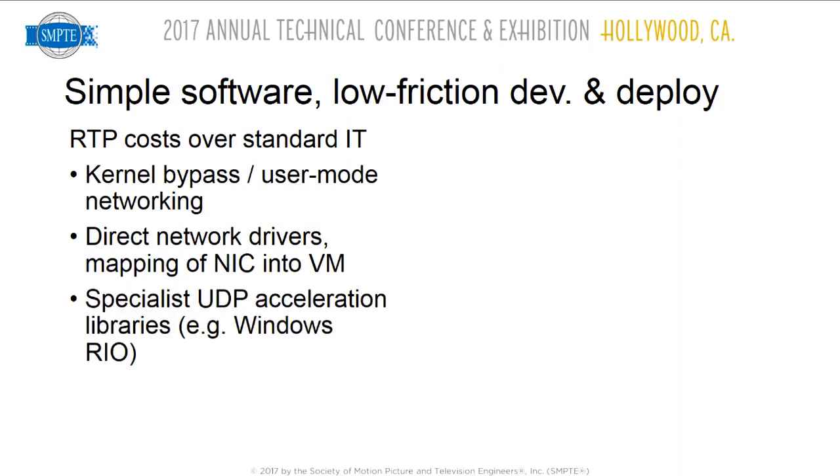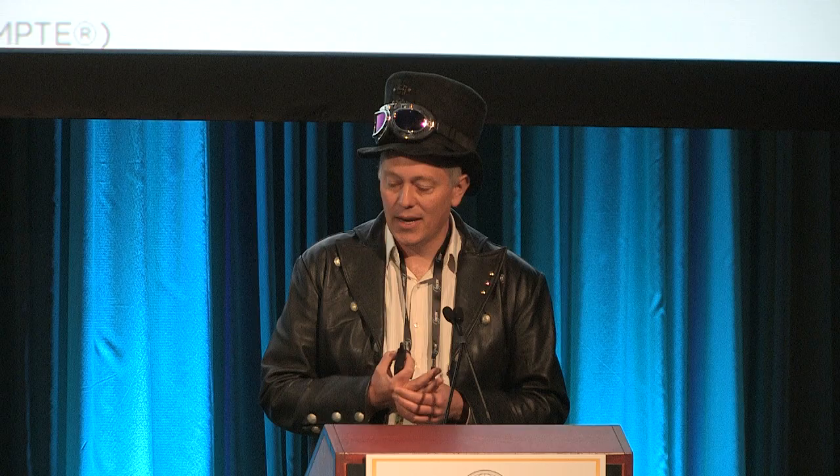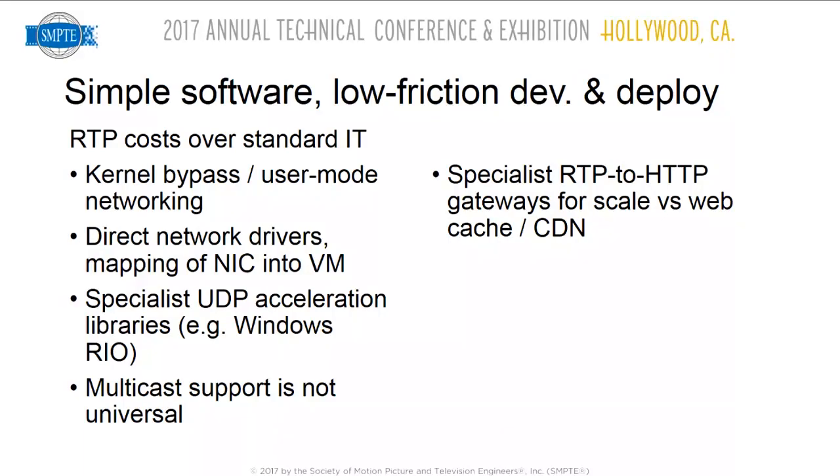Another way to overcome performance issues with UDP streams is to use specialist acceleration libraries like Windows RIO, but they require a level of expertise that's different from using the standard UDP library. Multicast support is definitely not universal and generally not supported on the cloud. So relying on multicast for scale is going to be a problem. If you look at the way the networks are architected inside Amazon, then that's not going to be coming anytime soon. So to overcome these issues, I've already seen a number of people producing some open source, some closed source specialist RTP to HTTP gateways so that they can go across the internet with RTP streams and overcome issues of network address translation and so on.